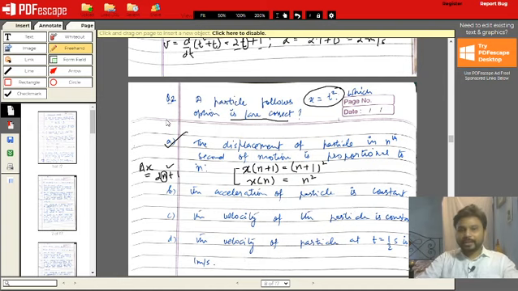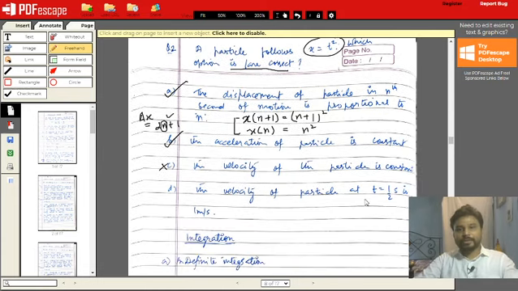Next, it is given that the acceleration of the particle is constant. If we differentiate this twice, we would get a constant. So this would also be correct. The velocity of the particle is constant. This is absolutely incorrect, since the velocity of the particle at t equal to half second is 1. So when you do that, this option would not be correct.